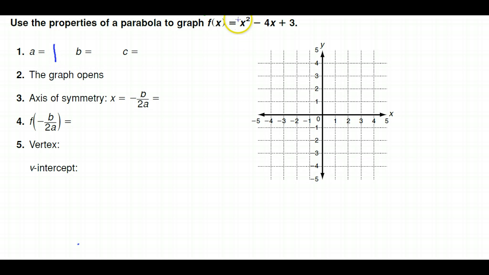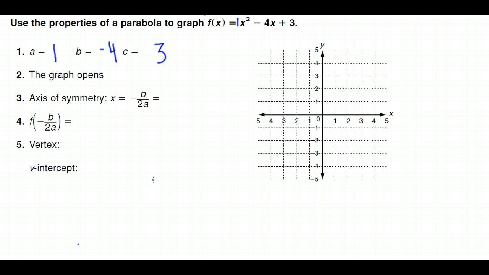A in this case will be 1 because of this invisible 1. If there's nothing there, it's 1. B is the coefficient of x, and if it's minus, that's negative, so b is going to be negative 4. And c is the constant term, which is positive 3.